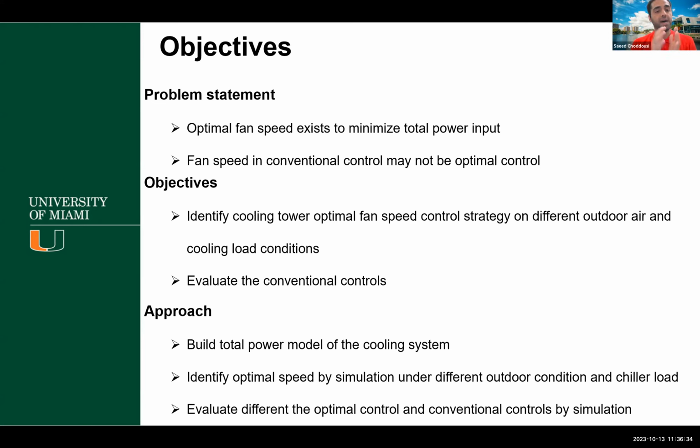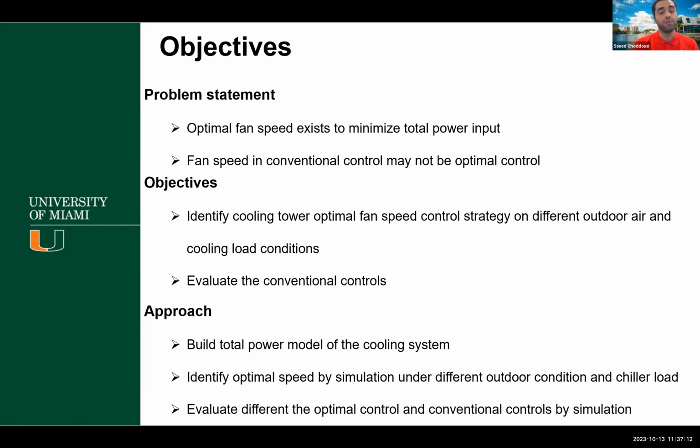Based on this, we have our problem statement: an optimal fan speed exists that minimizes the total power input of the cooling system. And also we have some conventional control strategies that we mentioned that may not be optimal. How can we solve these problems? We have some objectives for that. First of all, identify the cooling tower optimal fan control strategy based on the chiller load, the different ambient air temperature, and the cooling load. And also evaluate the conventional controls against the optimal one.